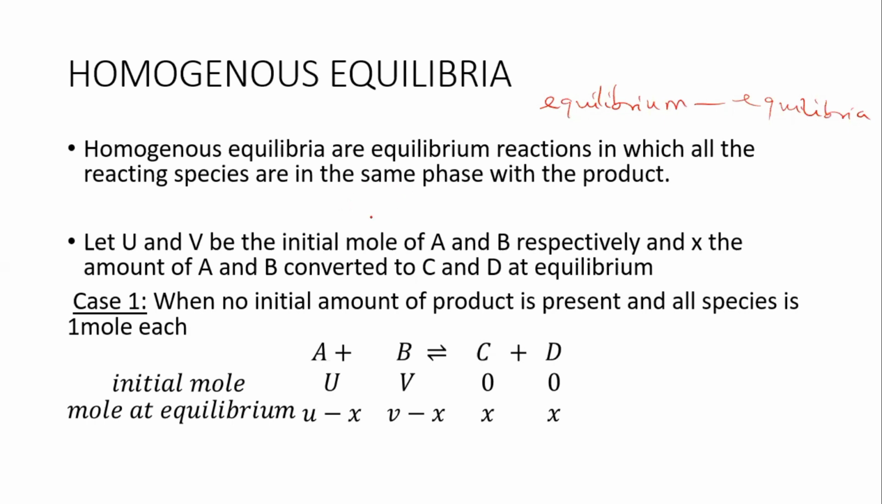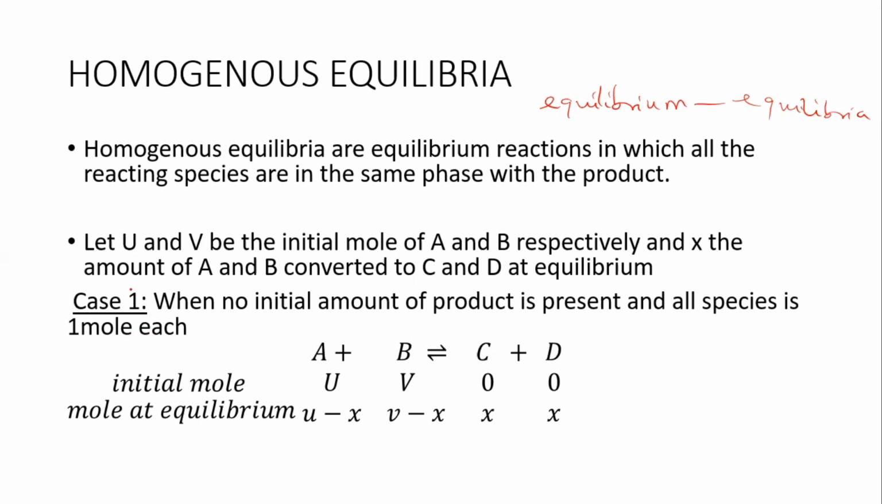As a result of that, it is easy for us to calculate the amount of any of the species present at equilibrium. For us to do that, let U and V be the initial moles of the reactants A and B, respectively. And let X be the amount of A and B converted to the products, C and D. We're going to classify these homogeneous equilibria in two cases, and I'm going to give an example in each.